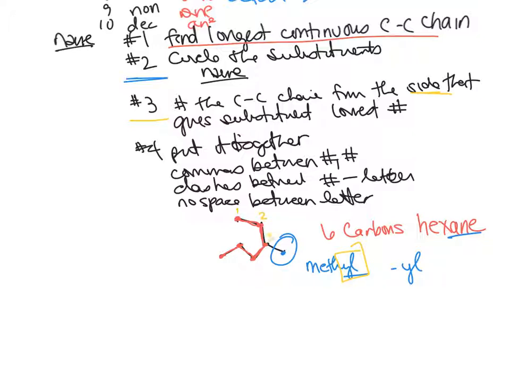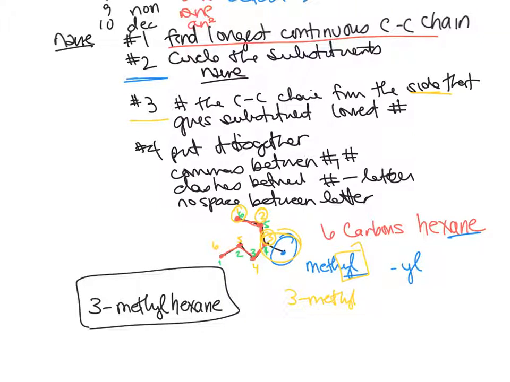If you started here, it'd be 1, 2, 3, 4, 5, 6. If you started here, it'd be 1, 2, 3, 4, 5, 6. So obviously you want to do the yellow 1, 2, 3. That gives this 3-methyl instead of a 4-methyl. Then you put it together, and the substituents come first: 3-methylhexane. You have a dash between the number and the letter. And that is how you name that compound.